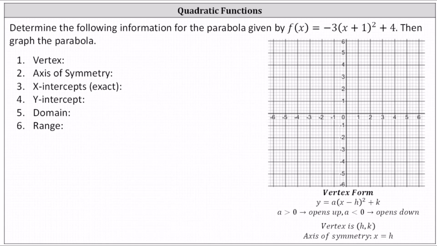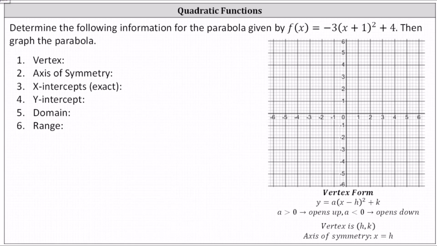Notice the quadratic function is in vertex form, sometimes called standard form, which is the form y equals a times the square of x minus h, plus k, where h comma k is the vertex, and x equals h is the axis of symmetry. In addition, if a is positive, the parabola opens up. If a is negative, the parabola opens down.